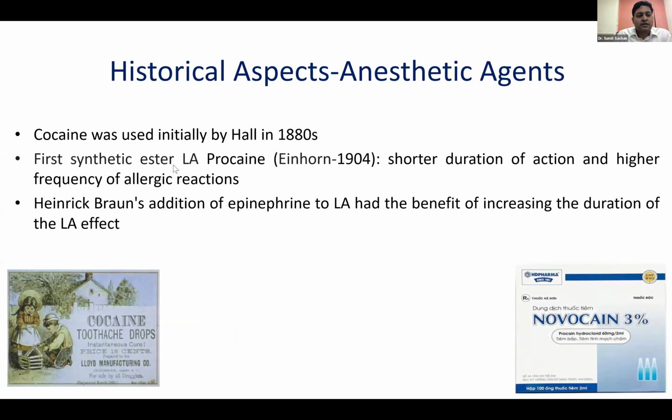Coming to the historical aspects of some anesthetic agents. Cocaine was used initially by Hall in the 1880s. Later on, the first synthetic ester local anesthetic, procaine, was developed by Einhorn in the year 1904. It was found to have a shorter duration of action and was frequently associated with allergic reactions. Heinrich Braun later on added epinephrine to the available local anesthetics at that time, and he found an increase in the duration of local anesthetic effect.